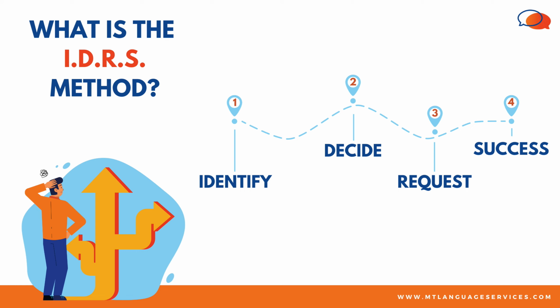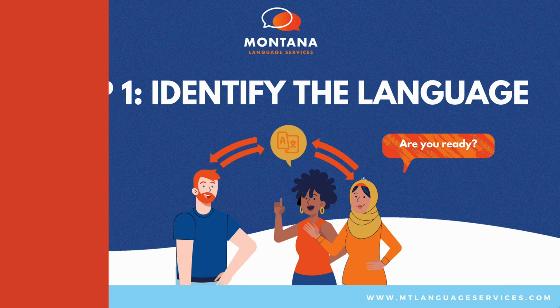Before we dive in, let's review the IDRS method. Step 1. Identify the other person's language. Step 2. Decide on the type of language tool you need. Step 3. Request the appropriate interpreter using our software. And Step 4. Communicate successfully by using the best practices for working with interpreters. When you use the IDRS method, you'll be equipped with all the knowledge and tools needed to integrate language access efficiently into your workflows.